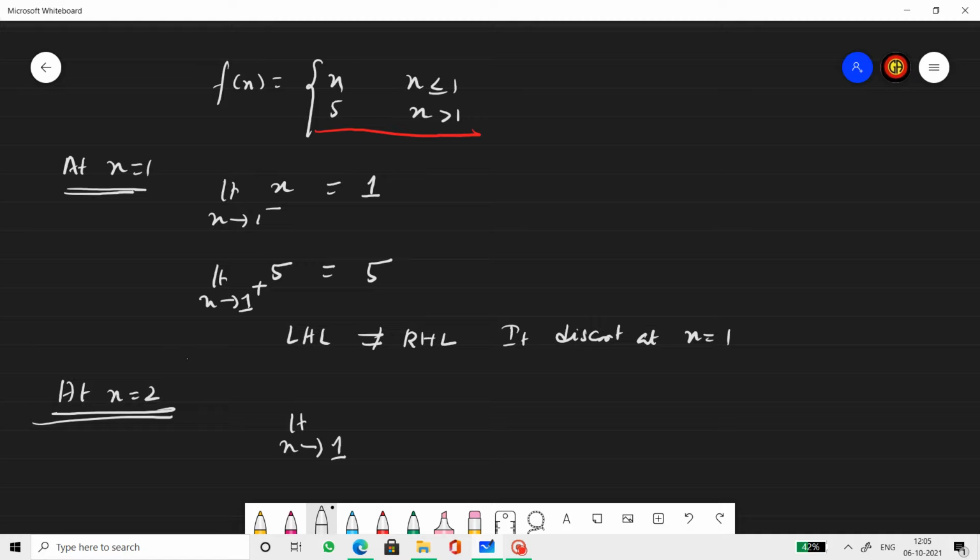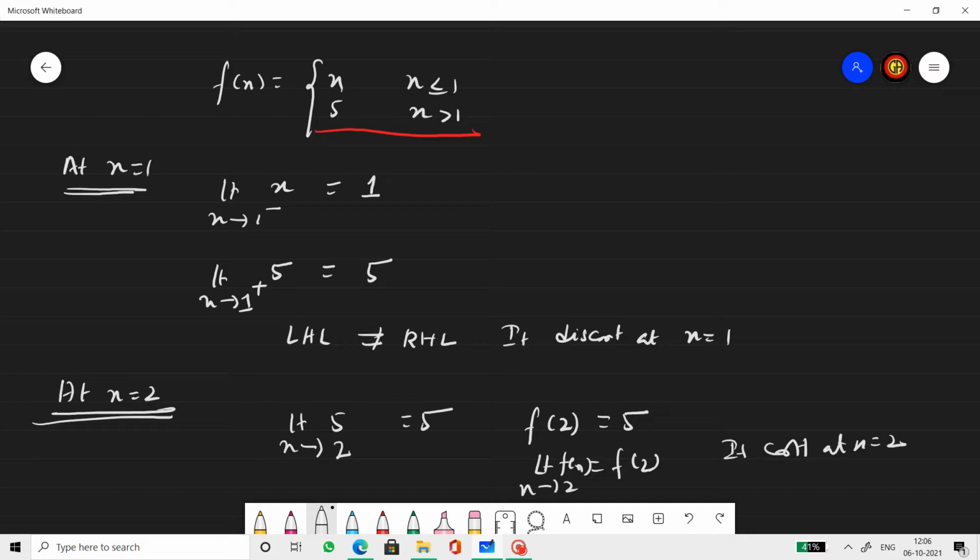Limit x tends to 2 of 5 is going to be 5. And f of 2 will also be 5. Therefore, limit x tends to 2 of f of x is equal to f of 2. Hence, it is continuous at x equal to 2. Understood?